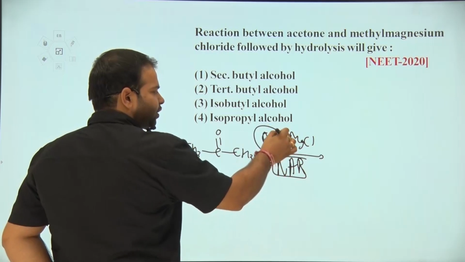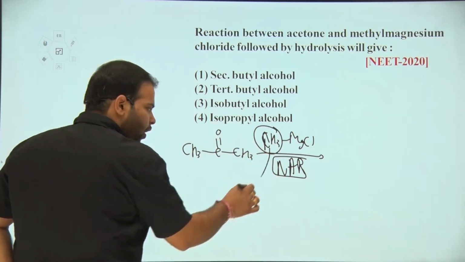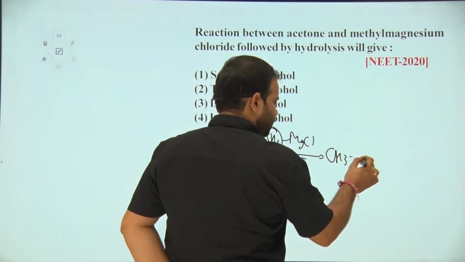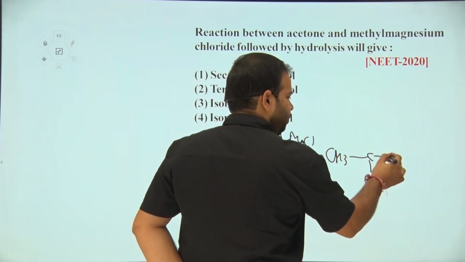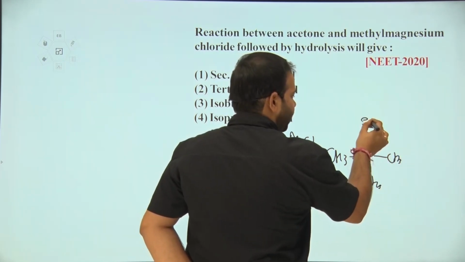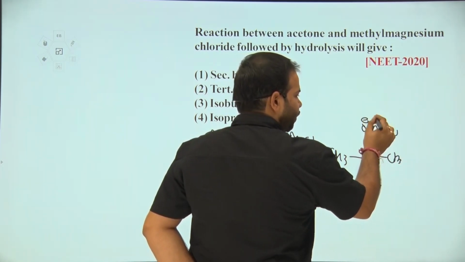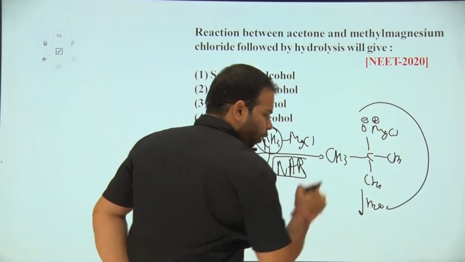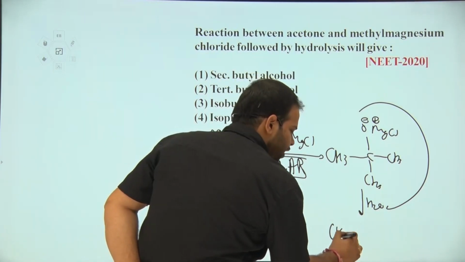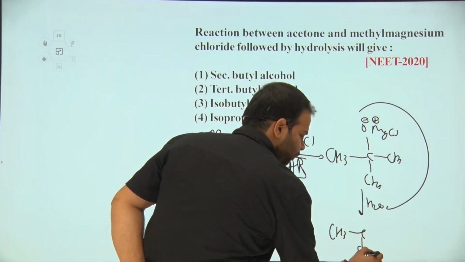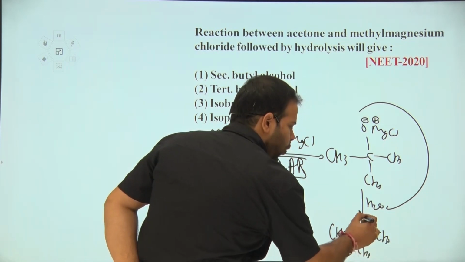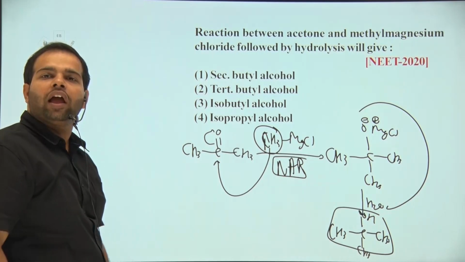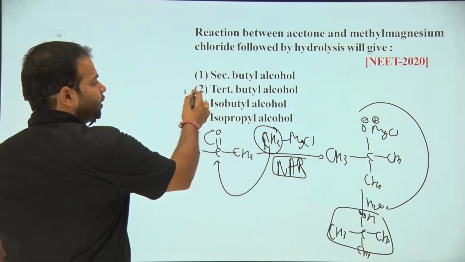Now in this case, this CH3 will attack as a nucleophile on this carbon to break this pi bond and form the addition product, that is CH3C(CH3)(CH3)O minus and MgCl positive. Now after hydrolysis, this O minus will abstract hydrogen from this water to form the final product, that is CH3 and 1OH, that is an alcohol, and the name of this alcohol is tertiary butyl alcohol. So in this case, answer will be second.